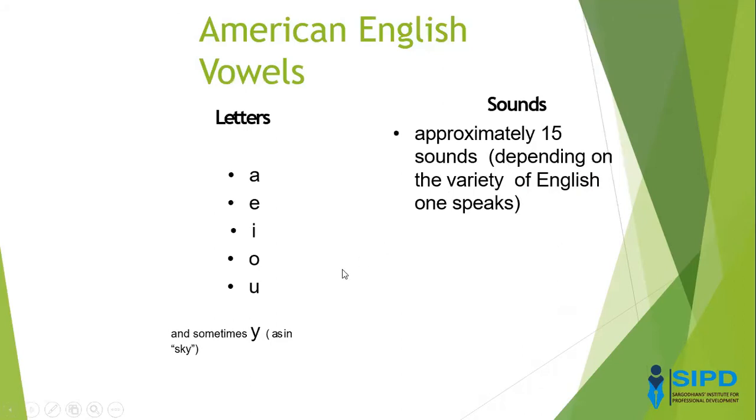Okay, so here we have the vowels of American English. There are 5 vowel letters: A, E, I, O, U, as Sehrish responded and said that there are 5 vowels, and they are commonly known. But when it comes to sound, there are approximately 15 sounds, depending on the variety of English one speaks. And sometimes Y, which is a semi-vowel, as in sky, is also considered a vowel, but that's called a semi-vowel. So here, our focus is not vowel letters, our focus is vowel sounds.